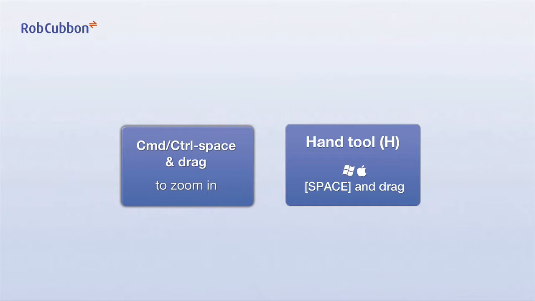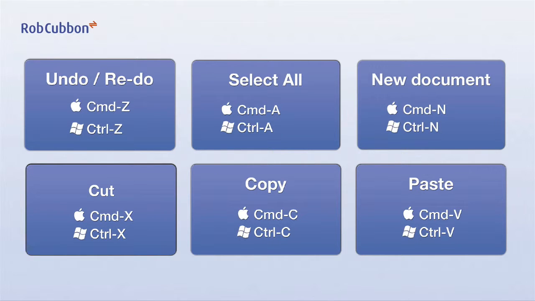And that's because here, as you can see, to zoom I do Command or Control space and then drag to zoom into an area. And for the hand tool, I just use the spacebar. Much easier. Here are some Photoshop shortcuts that you will recognise because they are shortcuts in other programs like Word.